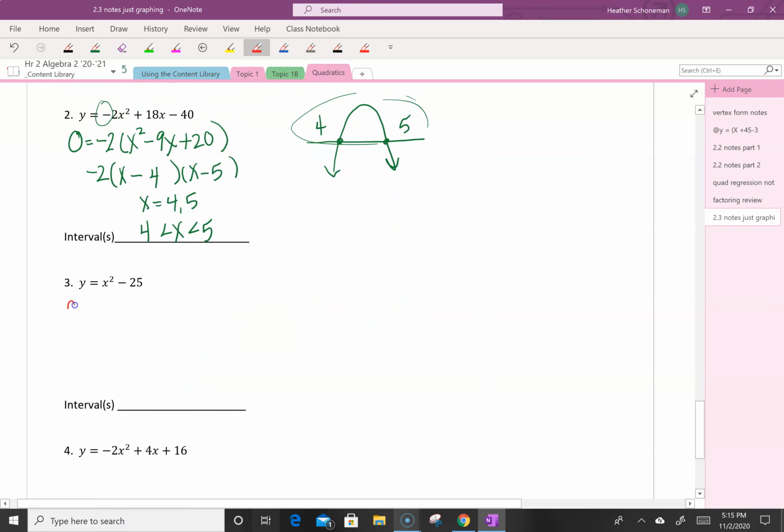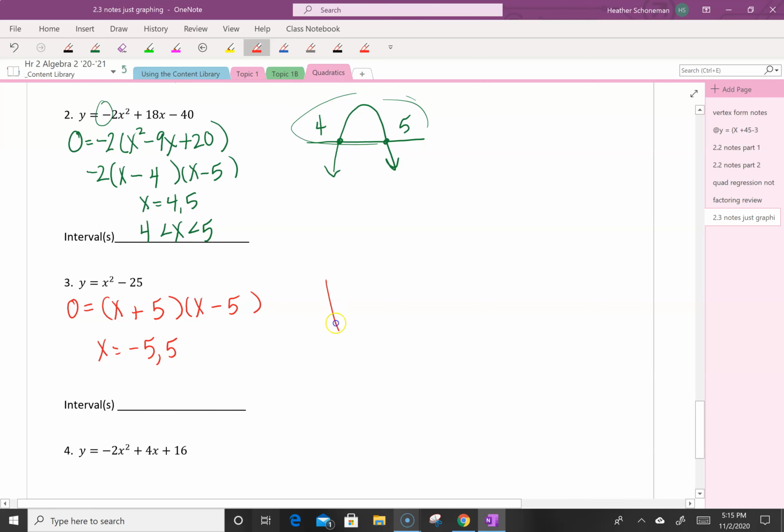And the next one, I'm going to plug in 0. It's a binomial, and there's a minus sign. I can take the square root of both, so I'm going to go straight to my two parentheses. The square root of x squared is x. The square root of 25 is 5. One's positive, one's negative. So I get negative 5 and positive 5.